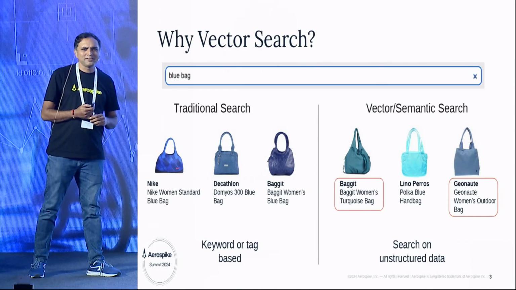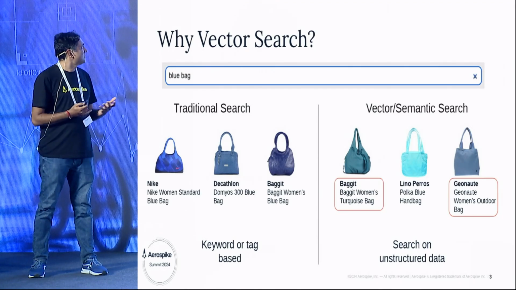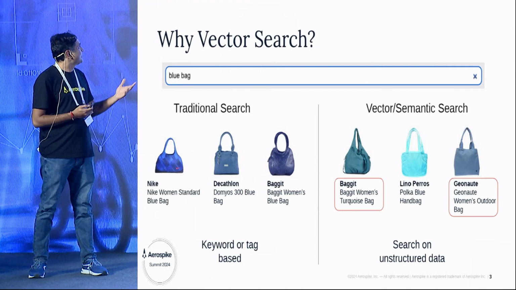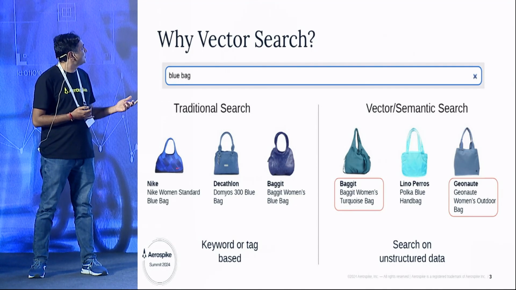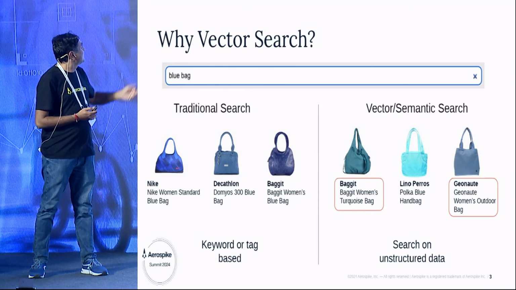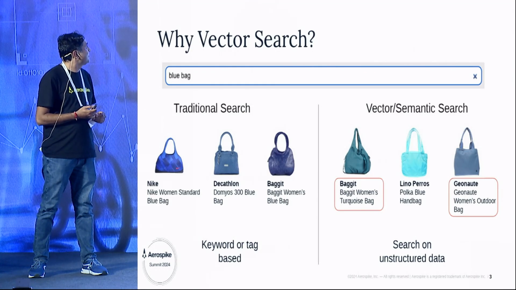So we are all familiar with how it works. Typically, traditional search works with text data. You have a single text box. You have data which is annotated. So for example, this is a search illustrated for an e-commerce platform. The search phrase is blue bag.